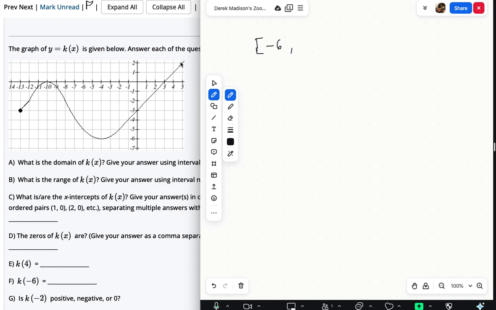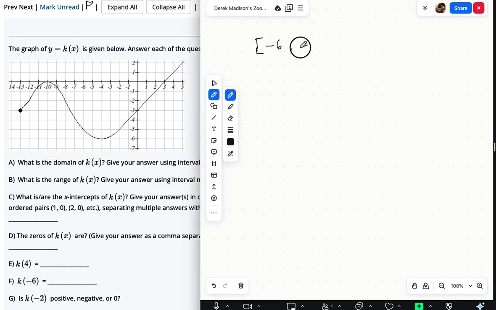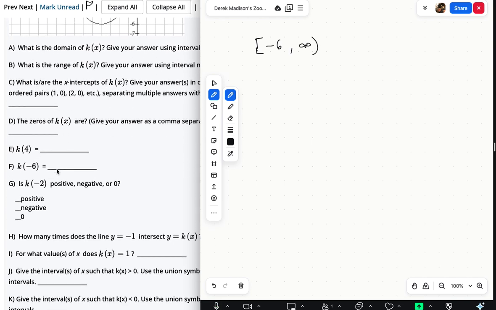And then when it goes off the graph like that, we're supposed to assume there's an arrow there, I think, and so that would go to positive infinity, since it appears it goes on forever. And then the other part was k.